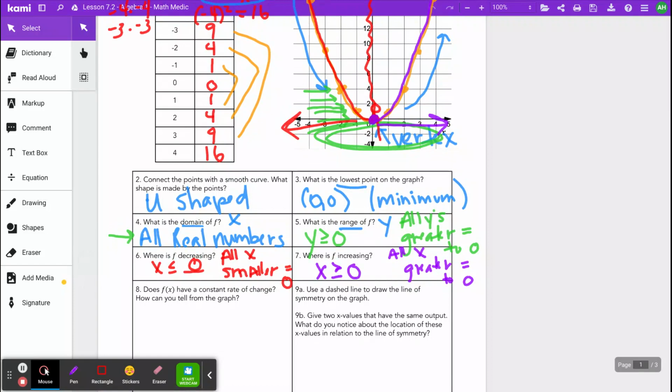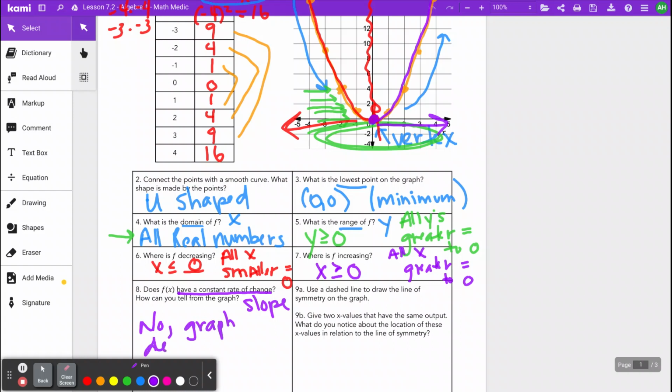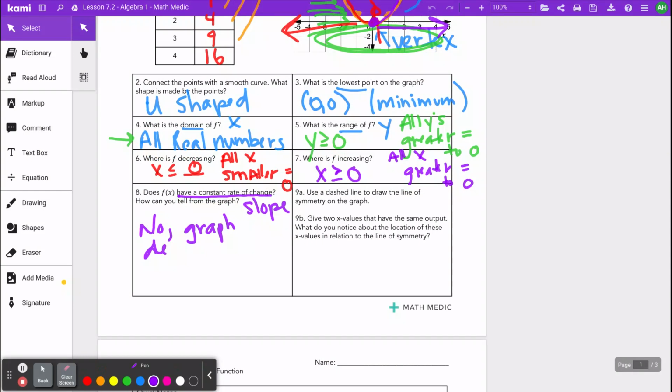Does f of x have a constant rate of change? Well, constant rate of change is slope. In other words, is the slope the same all the way through? And no. I mean, sometimes the graph is increasing, sometimes it's decreasing. Graph decreases, and then it increases, so it can't have the same slope if I have a negative slope and then a positive slope. Or we could say, no, it's not linear. Right? If I'm not linear, I don't have a constant slope. My slope would not be the same between every set of points.